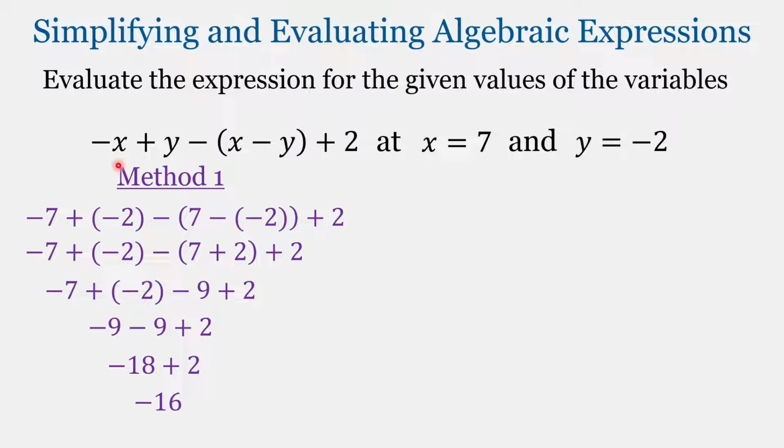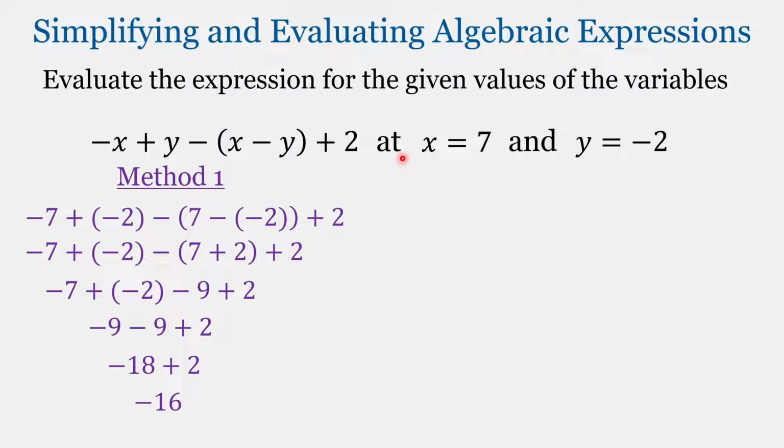For this example, wherever there is an x, we replace it with a 7. And wherever there is a y, we replace it with a -2. That results in this long expression that we can simplify using order of operations, or PEMDAS, to -16. So the value of this expression at x equal to 7 and y equal to -2 is -16.